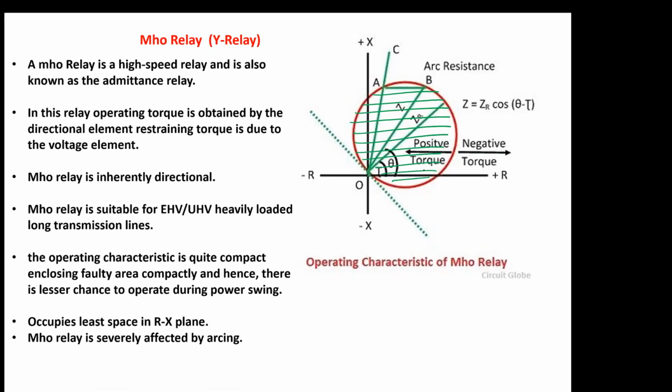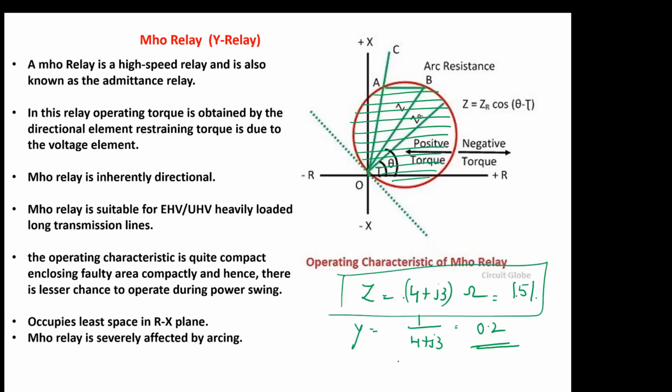Here the circle is appearing big, but it is a very, very small circle. Because if impedance is equal to, let us say, 4 plus J3, then your admittance will become what? 1 by 4 plus J3. Here the magnitude value is 5. Here the magnitude value is how much? 0.2. 1 divided by mod 5 will become 0.2. So eventually the radius of the Z is 5, whereas the radius of Y is 0.2.